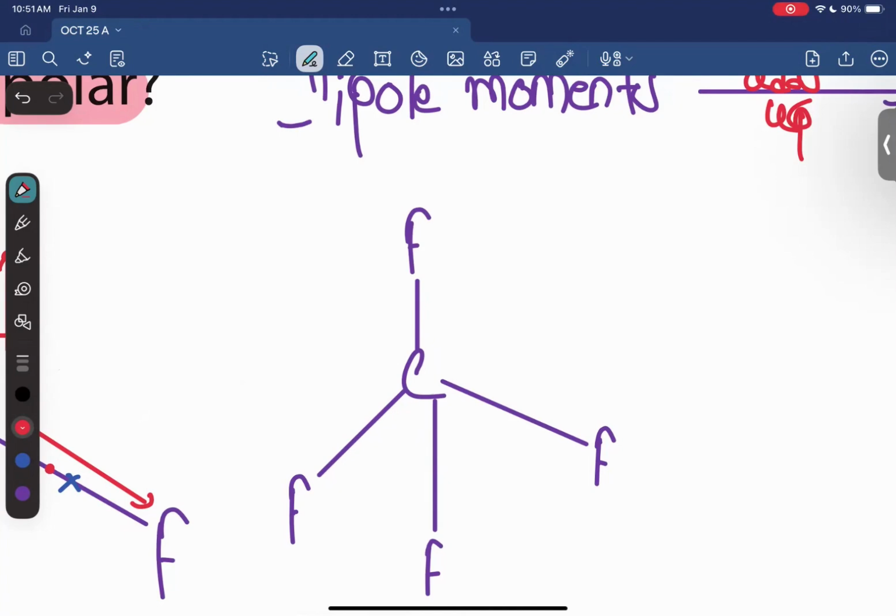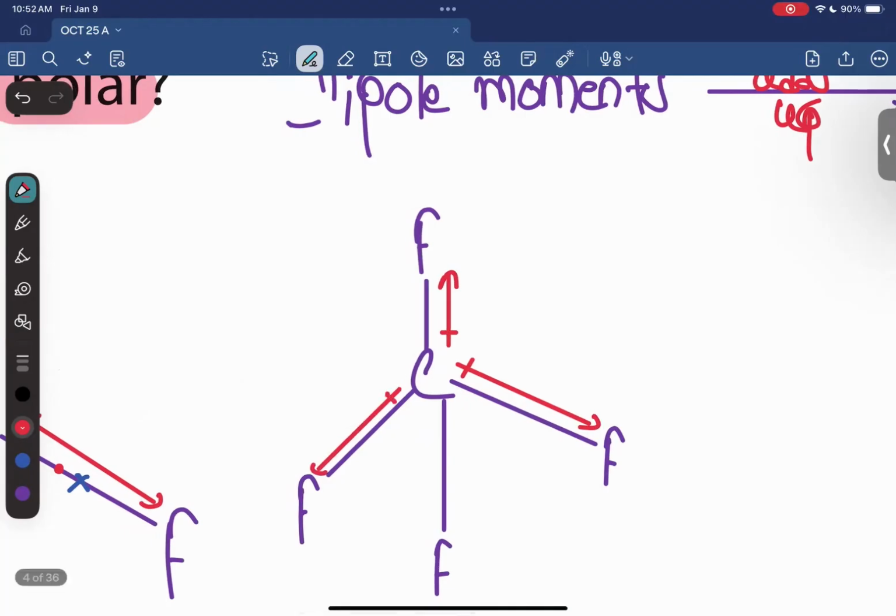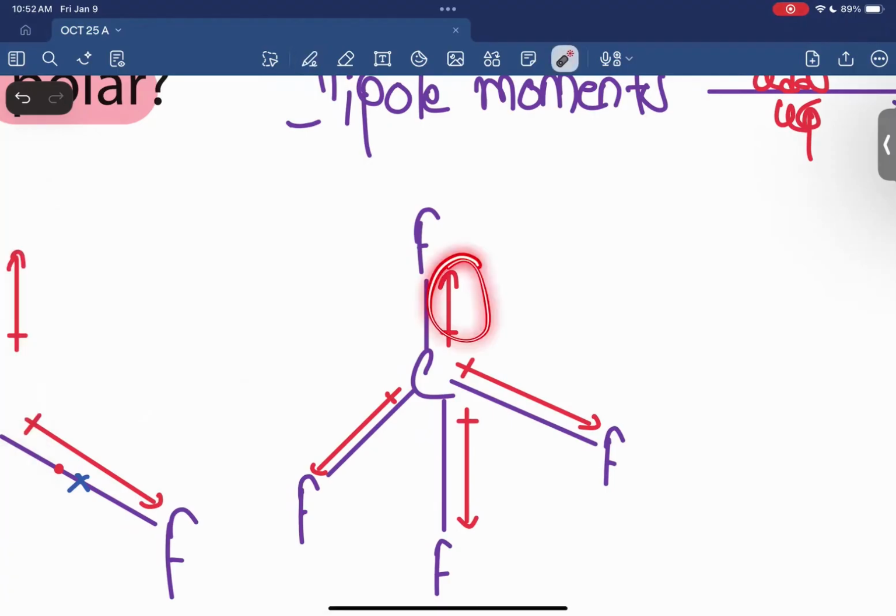Now the thing is that fluorine is more electronegative than carbon, so it would be pulling the bonding electrons towards itself, and the dipole moments would look something like this. Now you could see one thing pretty clearly. See, this thing and this thing are canceling one another out. Hence, this isn't a polar molecule as well.